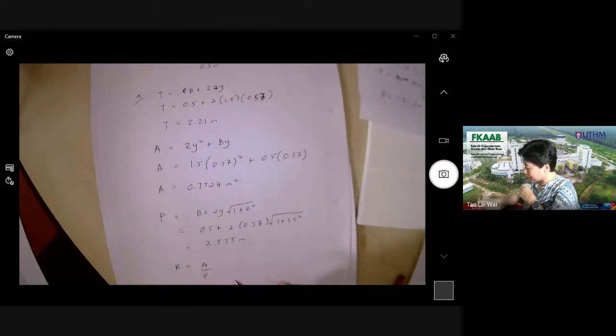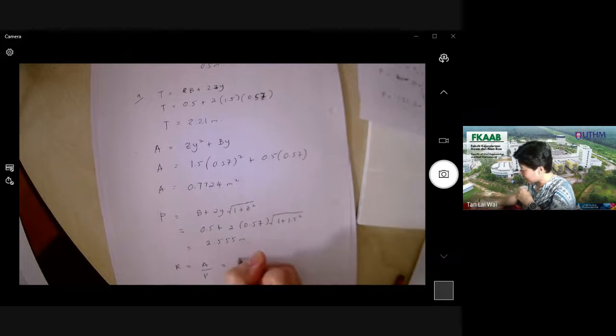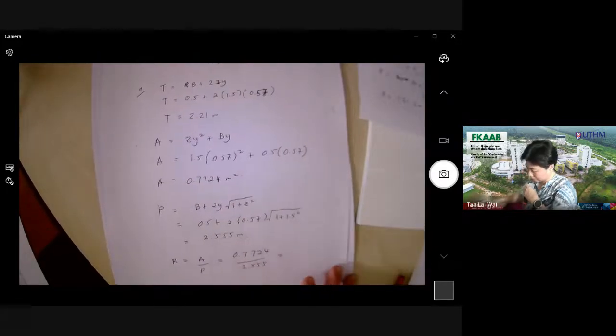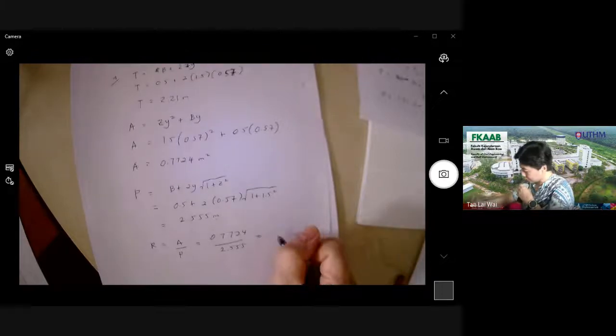Tak kisah kalau sebab soalan dia tak minta bagi dalam meter, so I don't mind. But you see, hydraulic radius would be A over P. So we have, I'll just straight away give the answer.